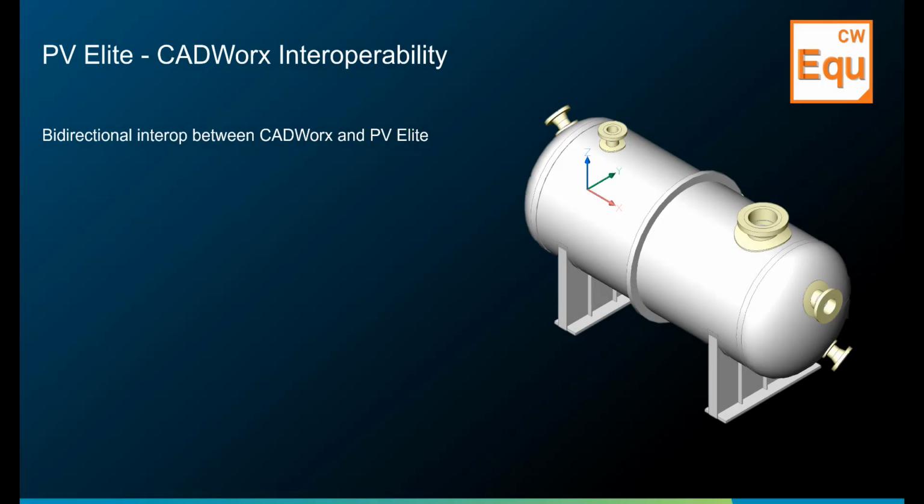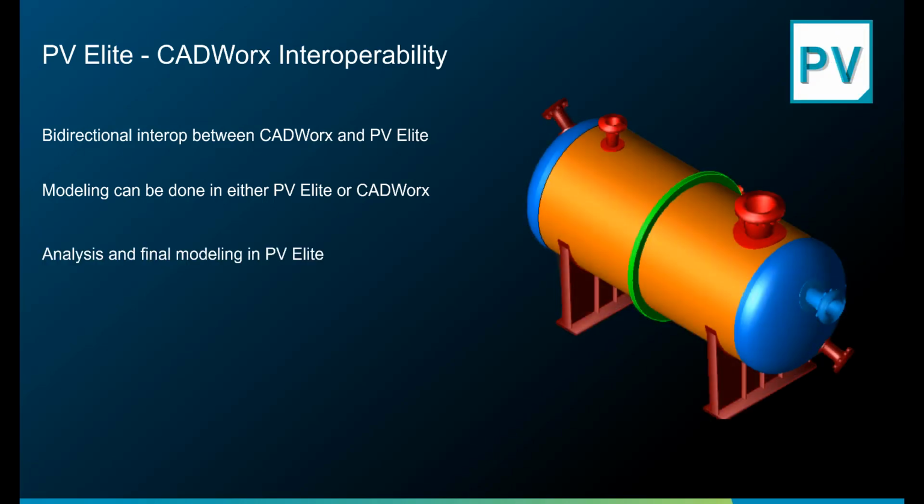The interop between CADWorx and PVLeet is bidirectional. So modeling can be done in either PVLeet or CADWorx. An analysis and final modeling will be done in PVLeet. In this case, you can run the full analysis to check on your vessel to make sure you have adequate thickness and your nozzles are good to go.